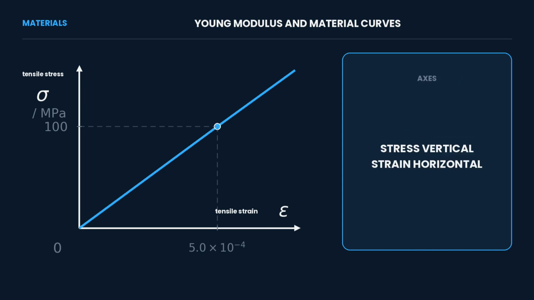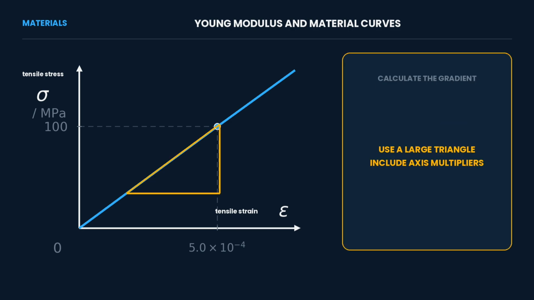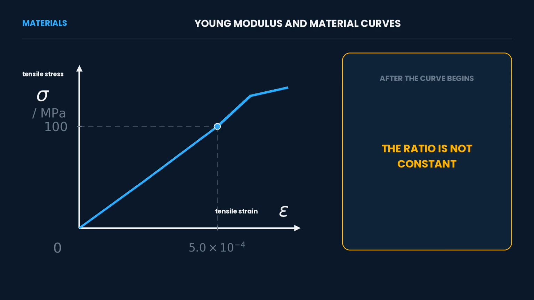Plot stress vertically against strain horizontally. The initial straight line gradient is the Young's modulus. Use a large triangle and include any axis multipliers. Once the graph curves, however, the ratio is no longer constant. A force extension gradient gives the spring constant, not the Young modulus.